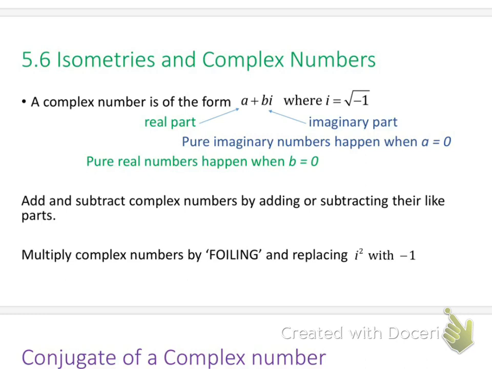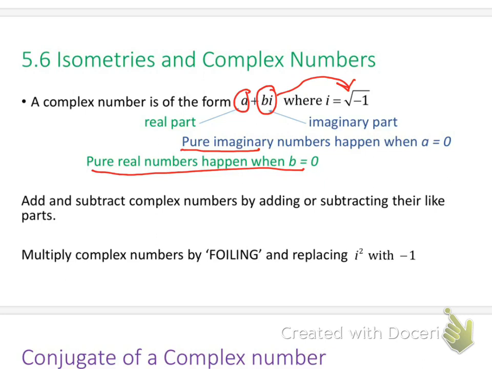Okay, a complex number has a real part and an imaginary part. And if you think back to Algebra 2, i is the square root of negative 1. If a number is purely imaginary, that happens if it doesn't have an a component, and that happens when a is 0. If a number is purely real, that happens if b is 0.